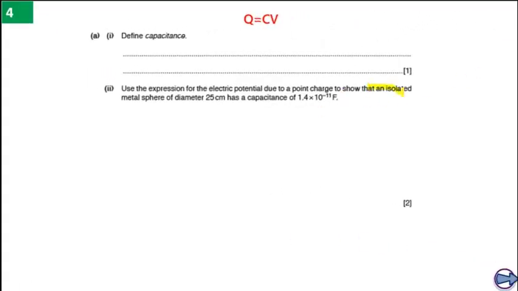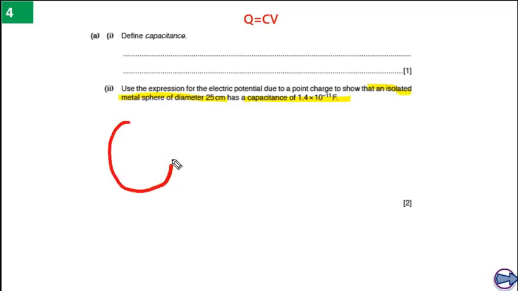For this question, an isolated metal sphere is given to us and its diameter is also given, that is equal to 25 centimeters. We need to show that its capacitance is equal to 1.4 times 10 to the minus 11 farads. First of all, let's try to sketch this one so we can see what is happening.